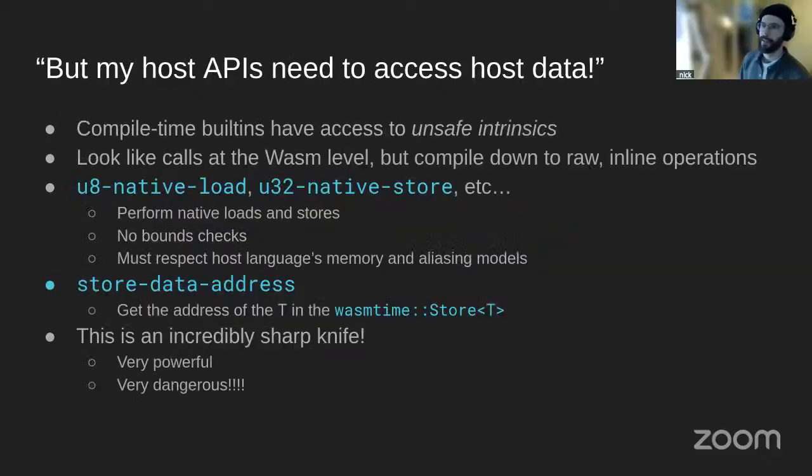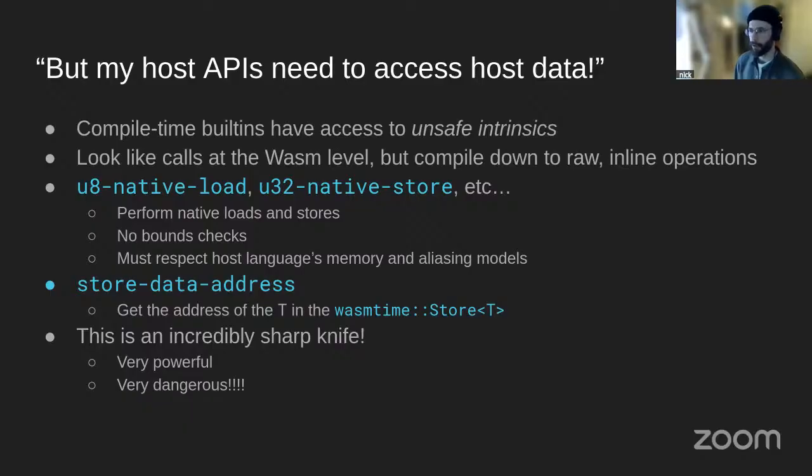So the next thing you might be thinking though is like, oh, my host APIs, the reason they're host APIs is that they need access to host data. Well, we expose to compile time built-ins this thing we call unsafe intrinsics. These are things that look like function calls at the WASM level, but when we compile the WASM, we're actually translating those things into raw inline operations. So these are native loads and native stores, in the endianness of the target, and just raw U8 load with no bounds checks, no nothing, no safety wheels.